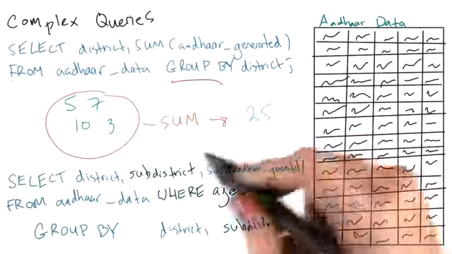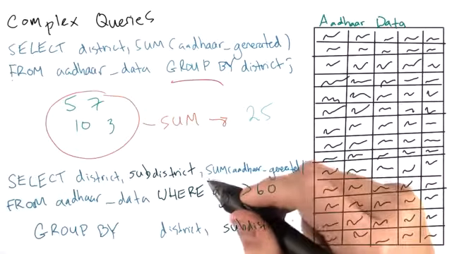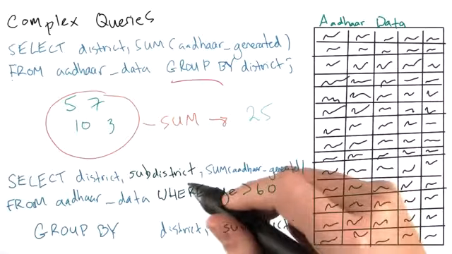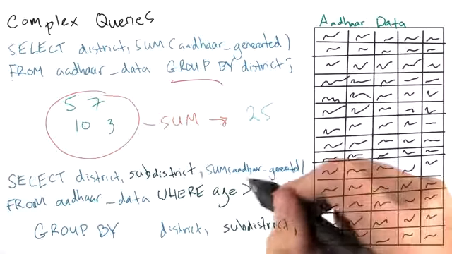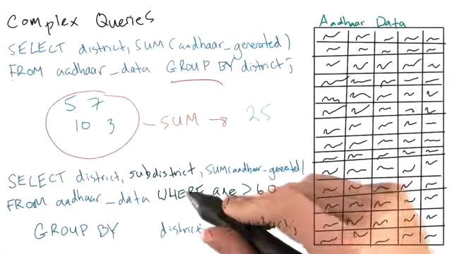If we were to run this query, we would have a row for every combination of district and subdistrict. And we would also have for each row a count of how many Aadhaar were generated for people over the age of 60.